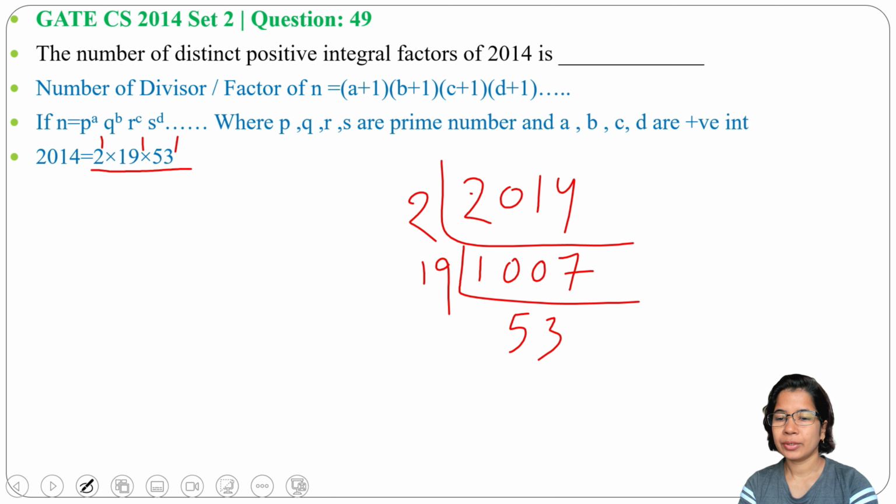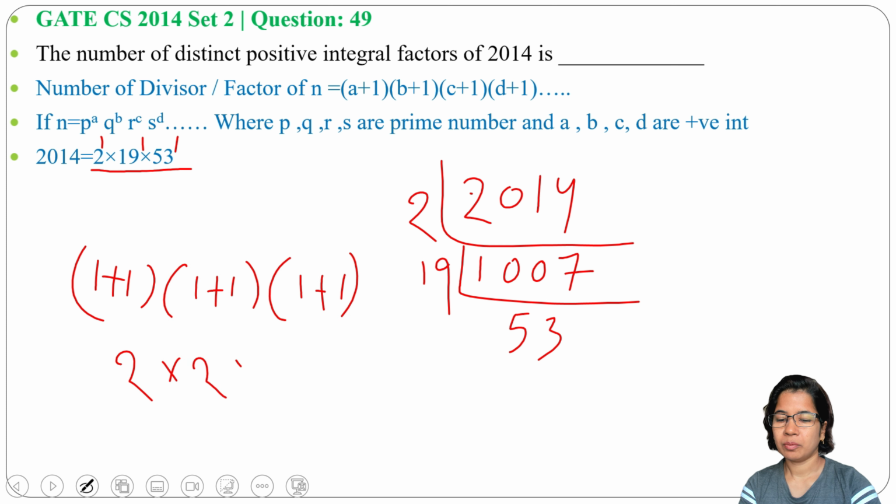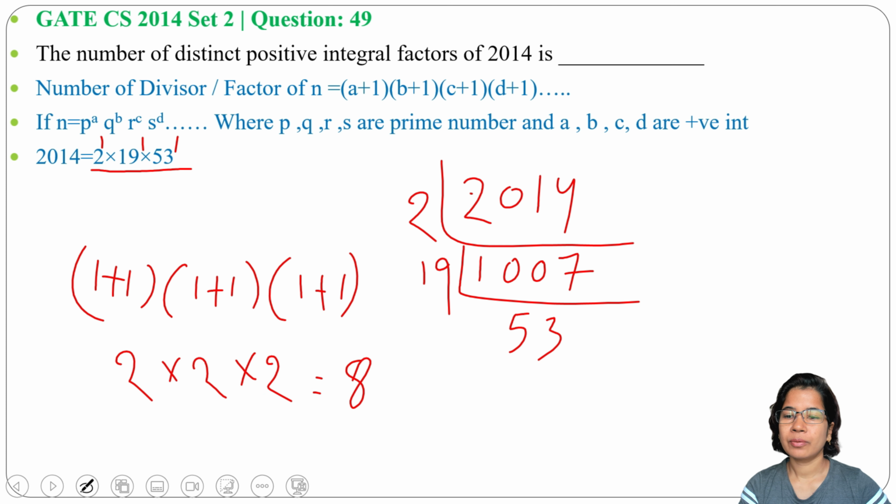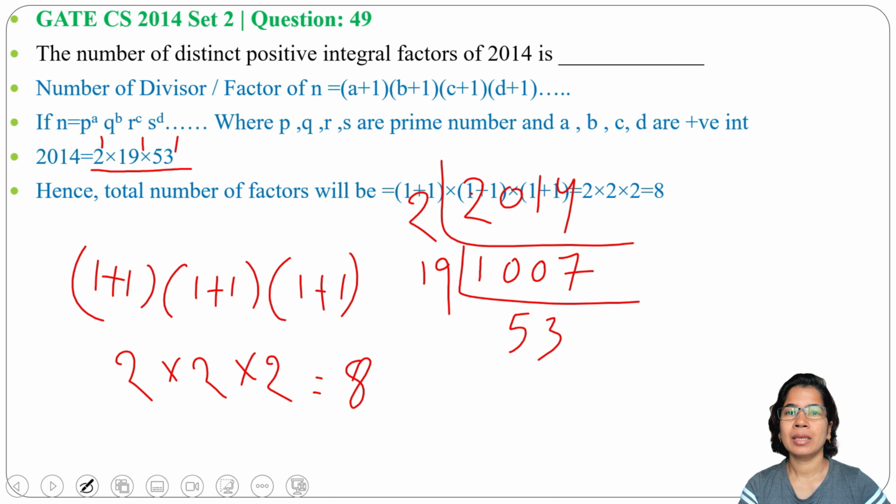So the number of factors will be (1 plus 1) multiplied by (1 plus 1) multiplied by (1 plus 1). It's 2 multiplied by 2 multiplied by 2. It will be 8. So for 2014, the number of factors is 8.